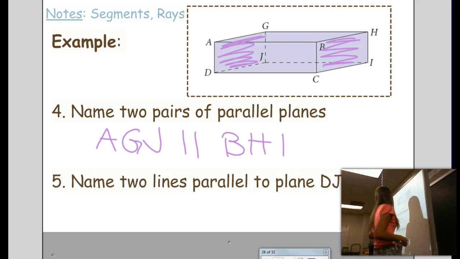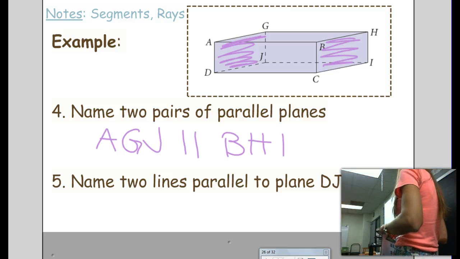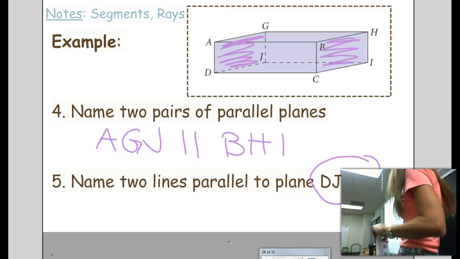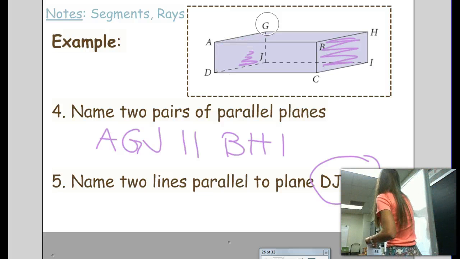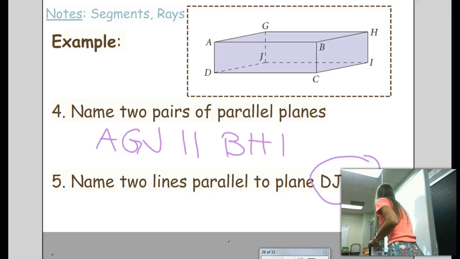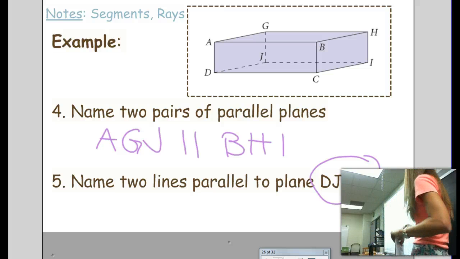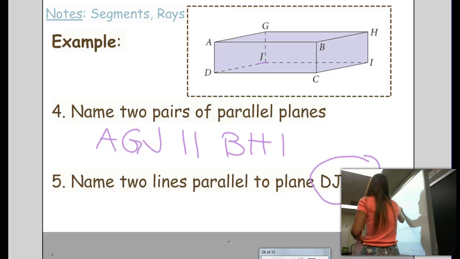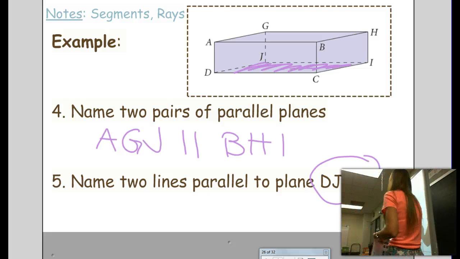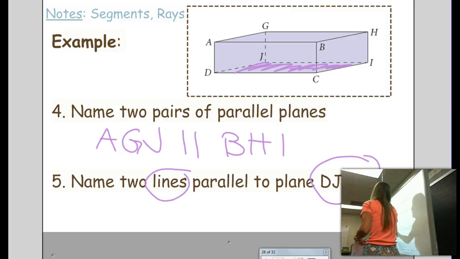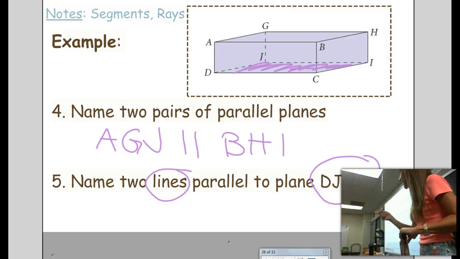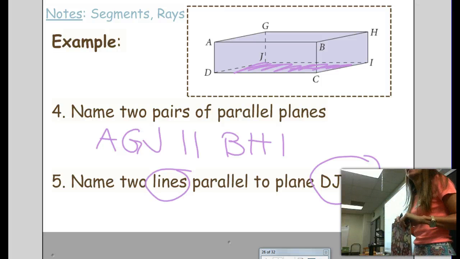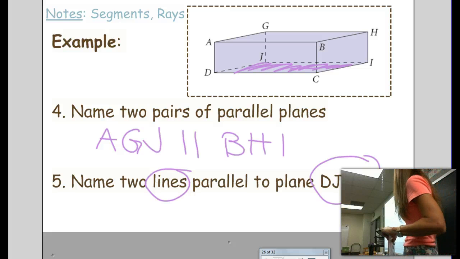Look alive. Name two lines that are parallel to plane GJCI. Do you see how you can sometimes use 4 letters to name it? That's A-okay. So, AB. Okay. What plane is DJCI? The bottom. So we want to be parallel to the bottom, but we want to name a line. So any line that's in the top would be parallel to the bottom of the box. Any line that's in the top. Name a line that's in the top.